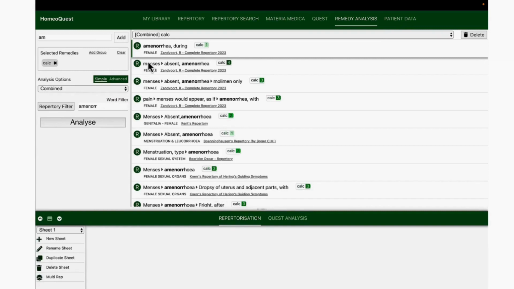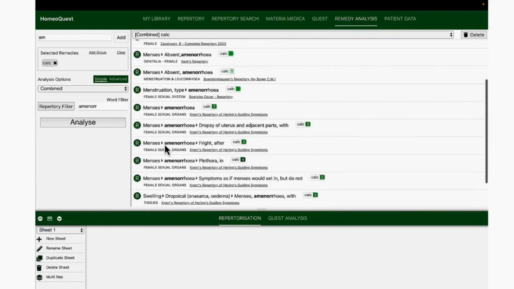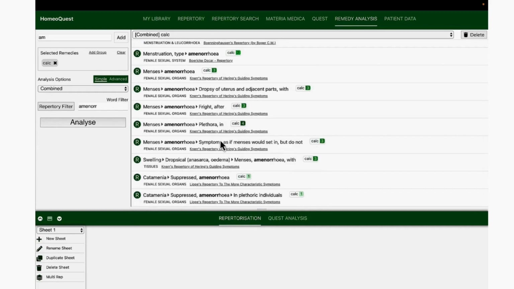We see mens is absent, mollamen only. Mollamen is any form of physiological stress. Mens is absent. If you go down, we can see here something interesting. Fright after. Mens is absent with dropsy of the uterus. So now we have some more information. We have a causative factor. We have a concomitant. Then what else do we see?